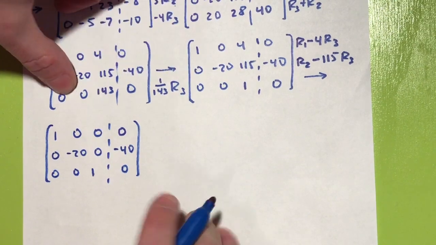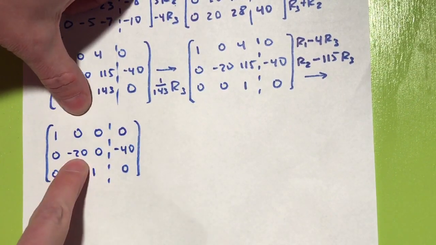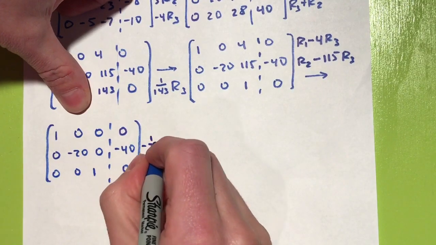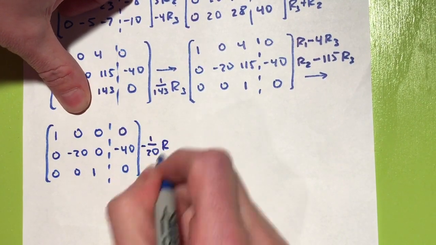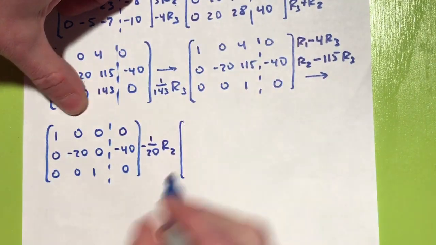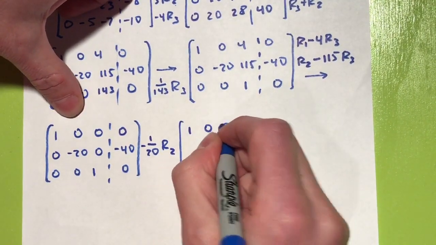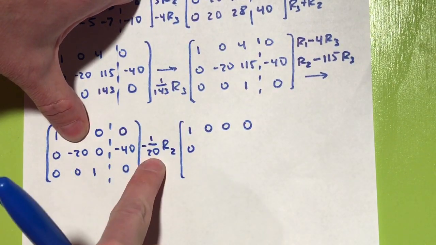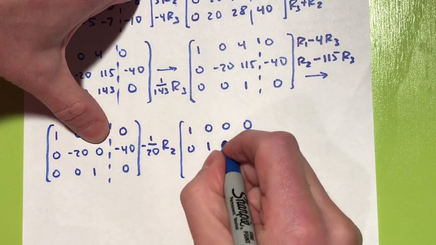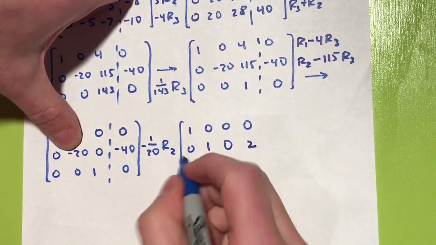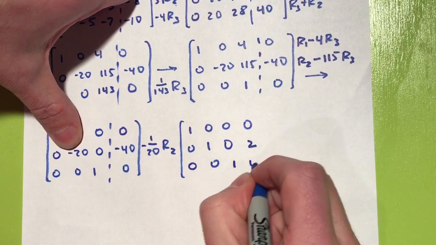One last step. I need 1s on a diagonal. We need to convert that negative 20 to a 1. So I'm going to multiply row 2 by negative 1 over 20, or divide by negative 20. 1, 0, 0, 0, 0. Negative 20 divided by negative 20, 1, 0. Negative 40 divided by negative 20, 2, 0, 0, 1, 0.